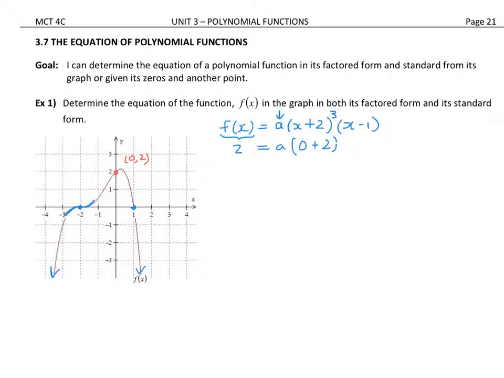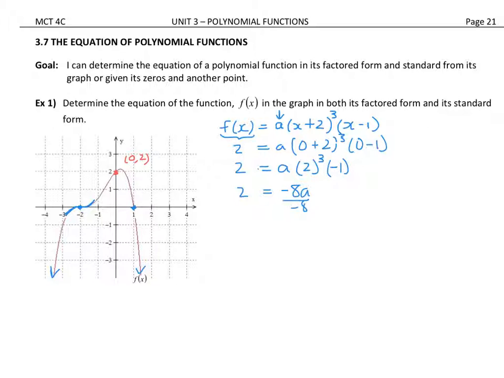So 2 is equal to a, and then x is getting replaced with the 0. And then BEDMAS says we are going to actually evaluate what is inside our brackets before we apply that exponent. So 2 will equal a, and 0 plus 2 is 2, so we've got 2 to the exponent of 3, and 0 take away 1 would be a negative 1. Now 2 to the exponent 3 is an 8, and then 8 times negative 1 would be negative 8. So negative 8 times a is what we have on the right side of the equal sign.